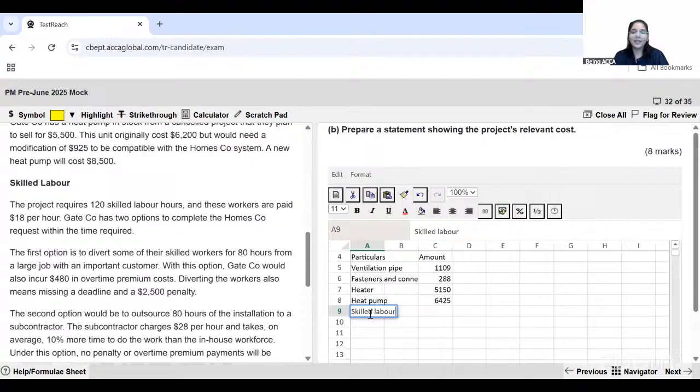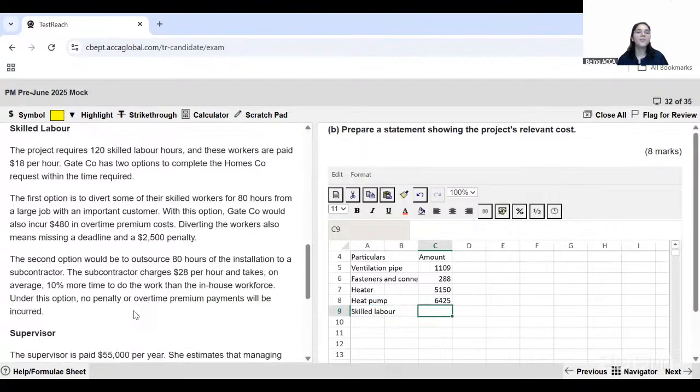So with respect to our skilled labor, we are going to read the information now. The project requires 120 skilled labor hours and these workers are paid $18 per hour. Gate Company has two options to complete the Homes Company request within the time required. The first option is to divert some of their skilled workers for 80 hours from a large job with an important customer. With this option, Gate Company would also incur $480 in overtime premium.